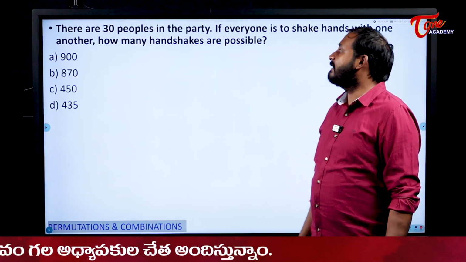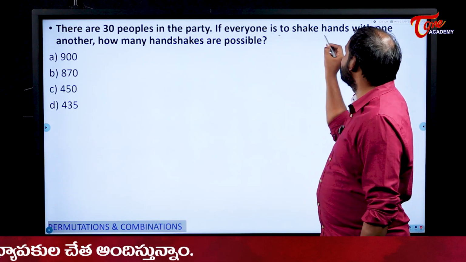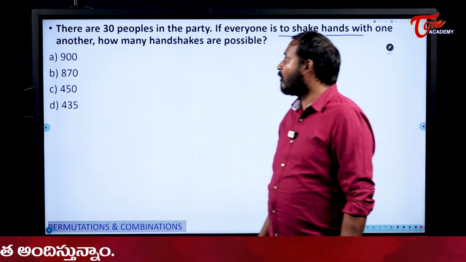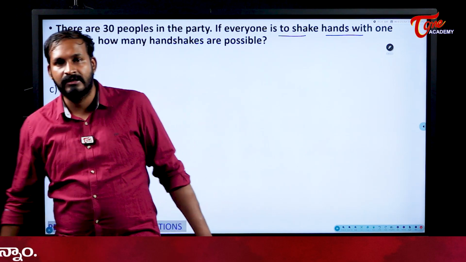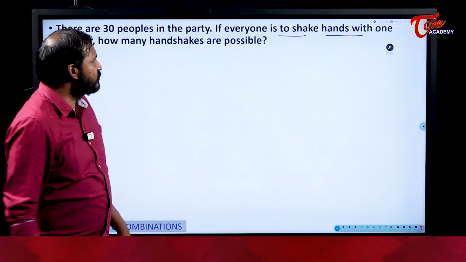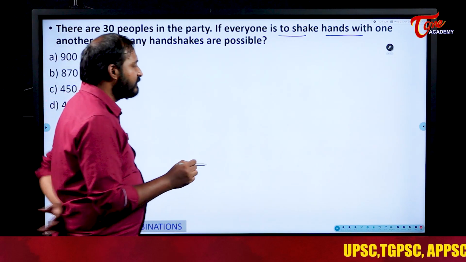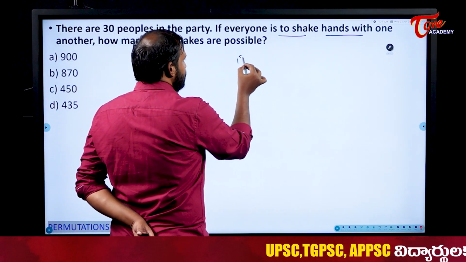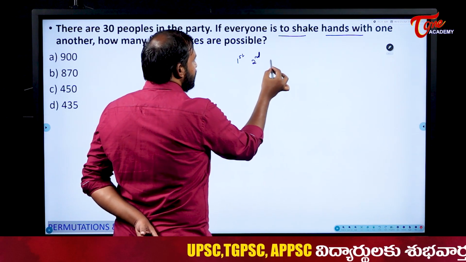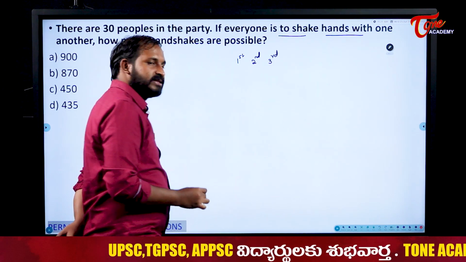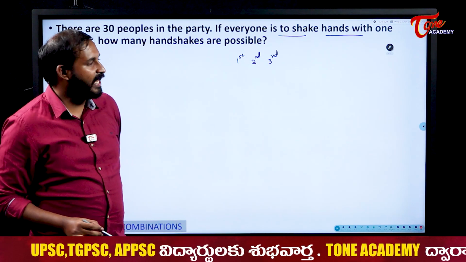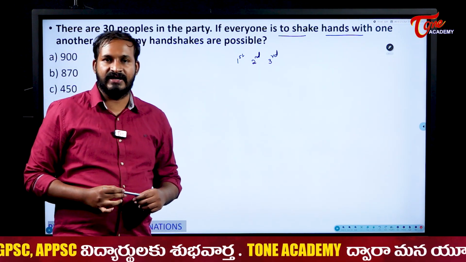Next, there are 30 people in the party. If everyone is to shake hands with one another, how many handshakes are possible? So here 30 is a very big number. Let us make it small. For example, there are 3 persons: first person, second person and third person. If there are 3 persons in a party, everyone should shake hands with every other person.